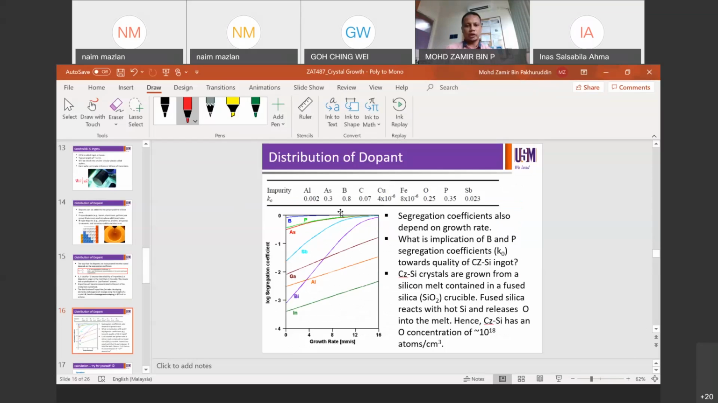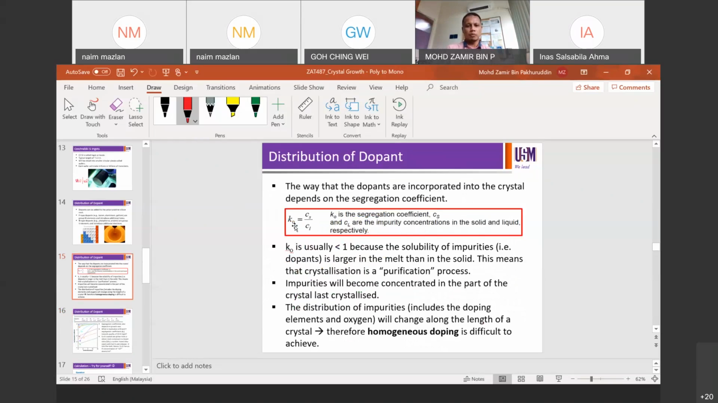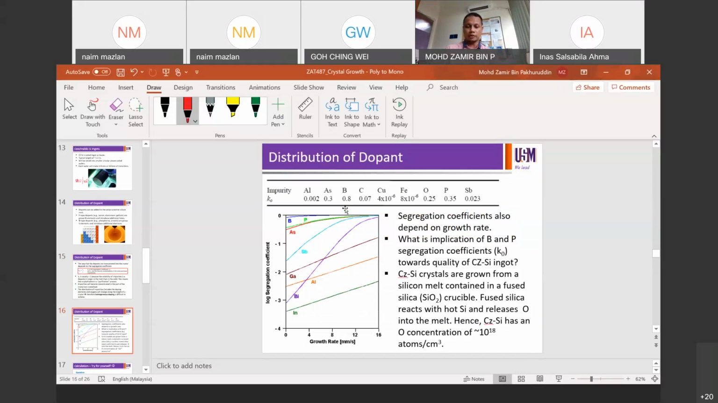So if you look at this, try to look at boron. What's the value of boron there? Boron is 0.8 to make p-type. So what does 0.8 mean here? If you go back to the equation, boron K0 is 0.8. So that means if you put 1 in the melt, you're going to end up with 0.8 of boron, whatever the unit is, in the ingot. That means 20% is not incorporated and 80% is incorporated. So that's what it means by 0.8 here.